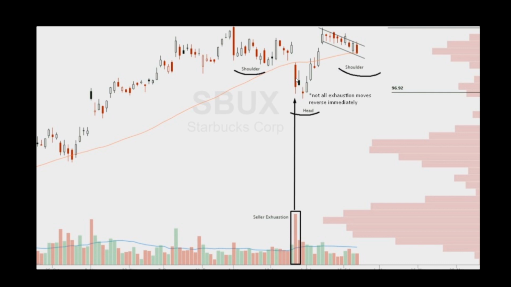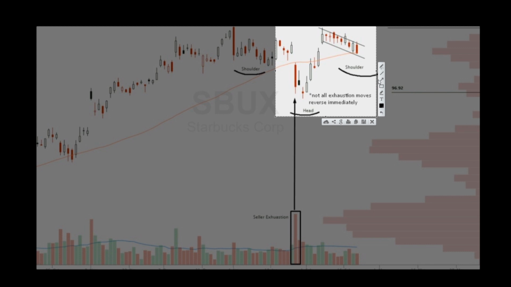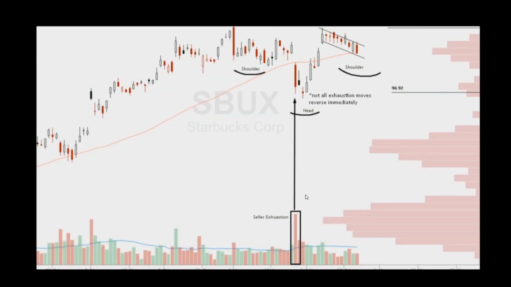You can see it took a couple of bars, but look what ultimately happened with Starbucks. And you could have waited to take the long. Obviously hindsight's 2020, but you could have taken the long right here. You could have waited for that high to break, but it doesn't matter. The whole point of this example is to show you that they don't always immediately reverse, but you should start paying attention once you see it.